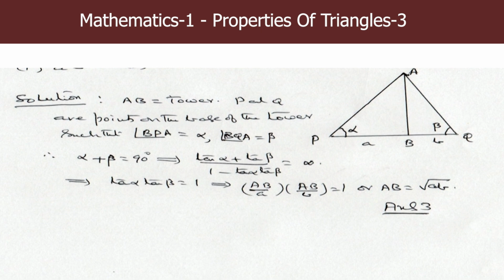Tan alpha tan beta is equal to 1 implies, if you use the tan theta definition, (AB/a) into (AB/b) is equal to 1, or AB² is equal to ab, or AB is equal to square root of ab. So AB means tower height, that is equal to square root of ab. So the correct option is answer number 3.